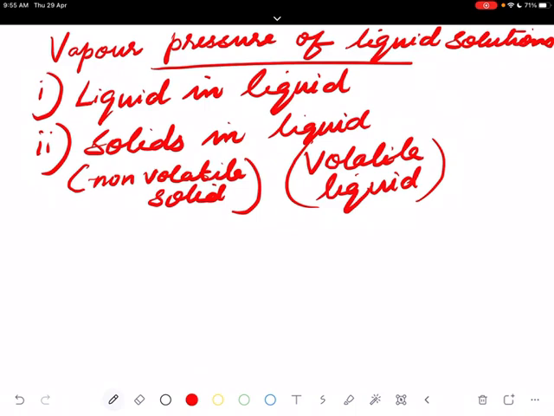So first we are going to cover liquid in liquid, which accounts for Raoult's law. In liquid means I mix two liquids. In that case, we'll be talking about Raoult's law.